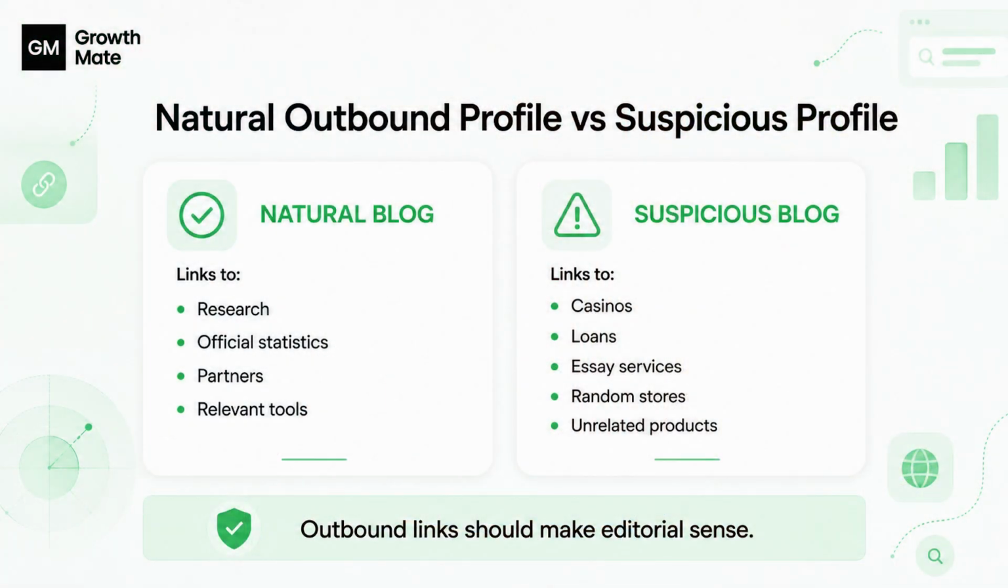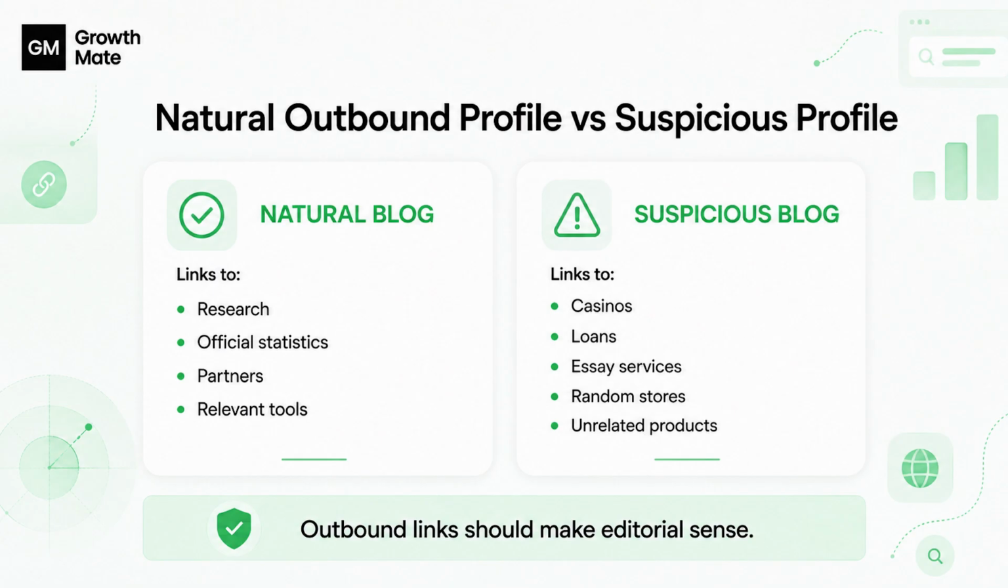Imagine a typical SaaS blog. It writes about its own product, the problems its audience faces, industry trends, and related tools. In this type of content, it is natural to link to research, official statistics, patents, or a few useful services.